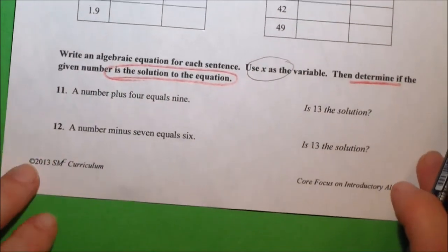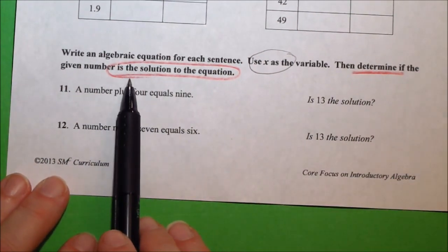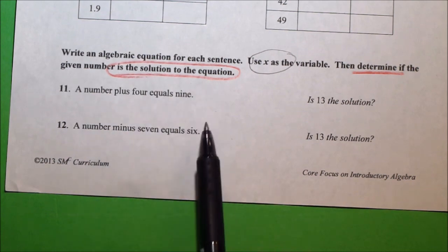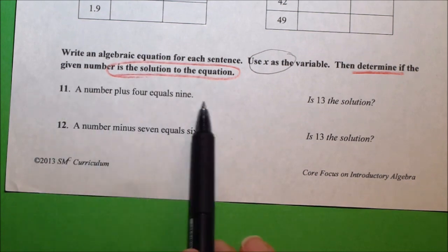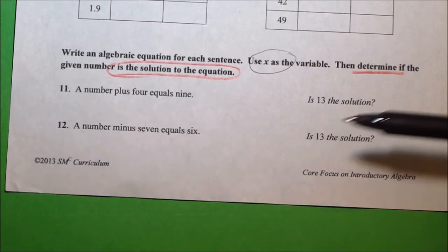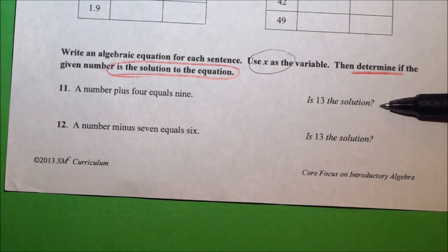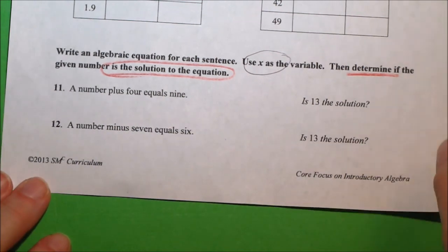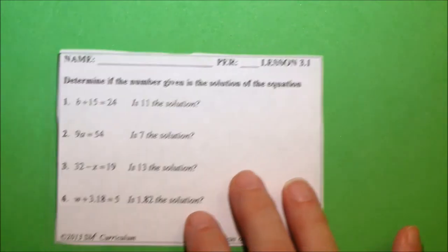Okay, so notice that I had you circle that is it the solution to the equation, because often students will write out the equation from the words here and stop at that. Notice this is the number they want you to try out for the variable to determine, is this the solution for the equation you write here. Okay. All right, so that's your worksheet for lesson 3.1, and here's your exit ticket.